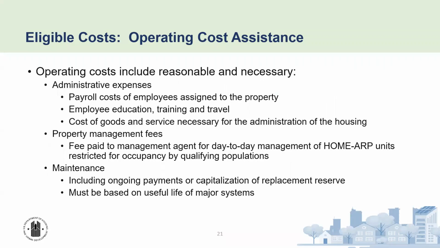Eligible operating costs include costs for reasonable and necessary admin expenses, such as salaries, wages, and payroll taxes of employees that are assigned to the project, insurance, taxes, and utilities, as well as other reasonable and customary admin charges that are associated with the general administration of the project. Property management fees associated with the day-to-day management of HOME-ARP units restricted for qualifying households are also included, as is maintenance, including scheduled payments to reserve for replacement of major systems or the capitalization of a replacement reserve during the initial year of the HOME-ARP minimum compliance period.